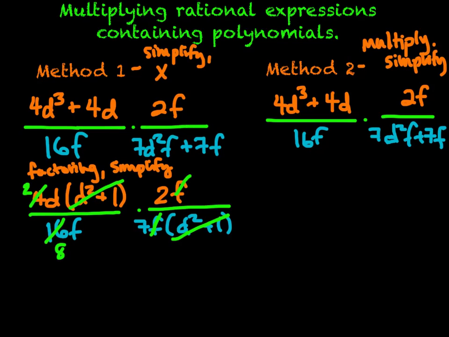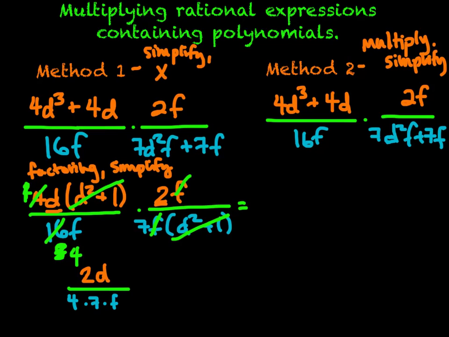Additionally, I should have said the 4 can become a 1, and the 16 can become a 4. Essentially, I divide by 4 in the top and the bottom. If I thought that was all the simplification I needed to do, we can then multiply through and see what we have going on. On here, we have a d left over, and we have 2 left over, so we have 2d on the top. And on the bottom, we still have a 4 times a 7 and an f.